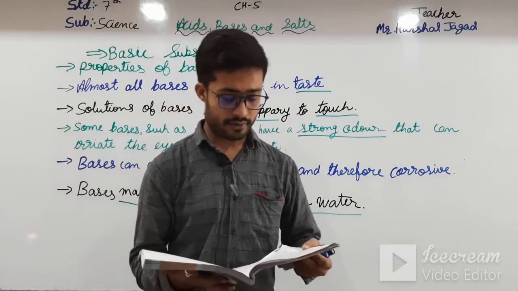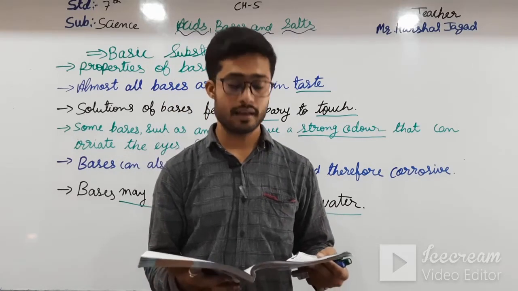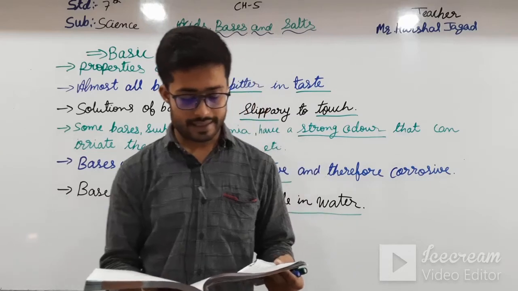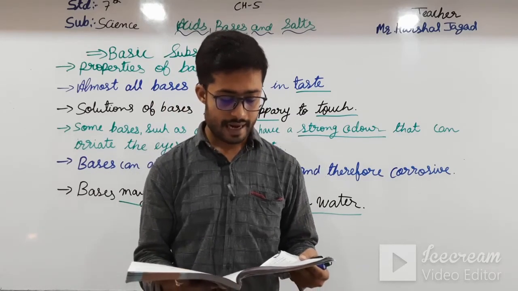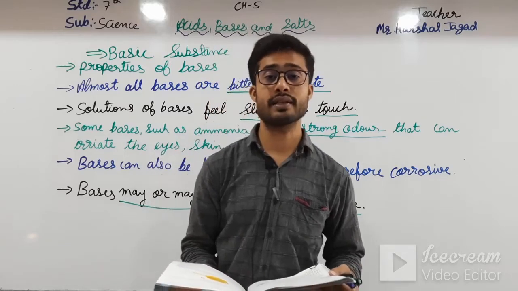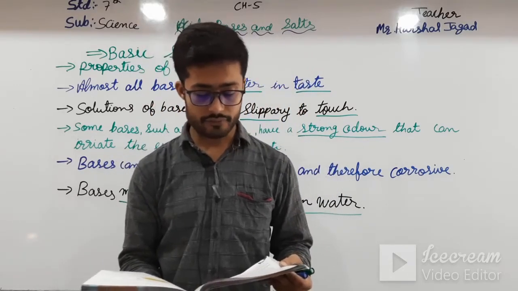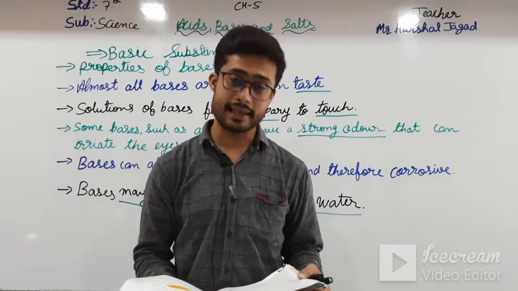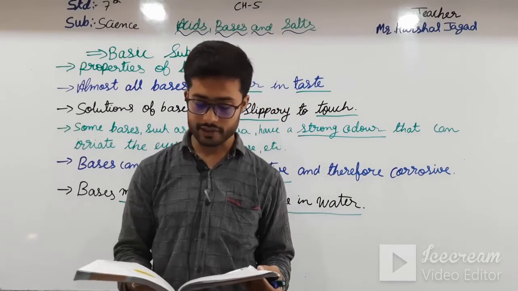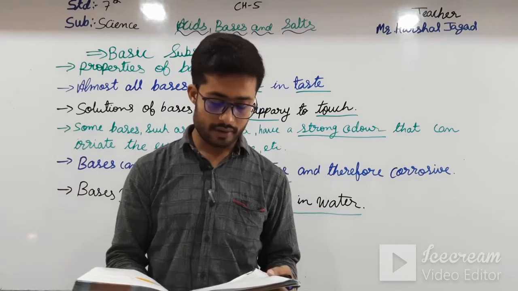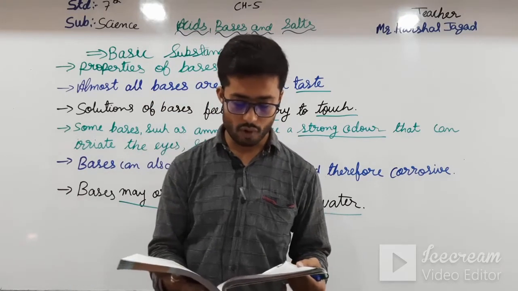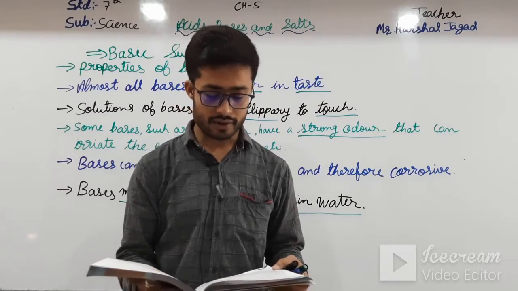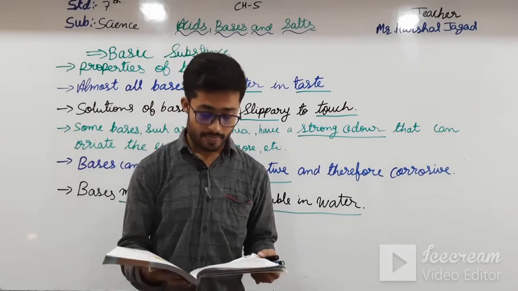See here, sodium hydroxide. We know that it is caustic soda, NaOH. Its uses: sodium hydroxide is widely used in the manufacture of soaps and detergents. It is also used in the manufacture of paper and textiles. In homes, it is sometimes used for unblocking clogged drains.